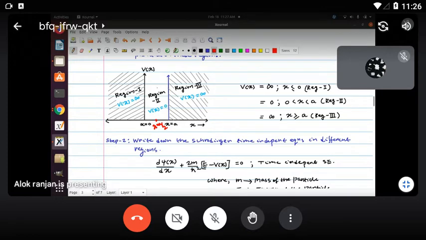So instead of solving these two regions, it would be convenient to solve the Schrodinger equation in the first region. Whatever solution we get in region 1 will also apply to region 3, because it's symmetric around a over 2. If you fold it around a over 2, it will exactly match the left portion of the schematic diagram. So this is called mirror symmetry.